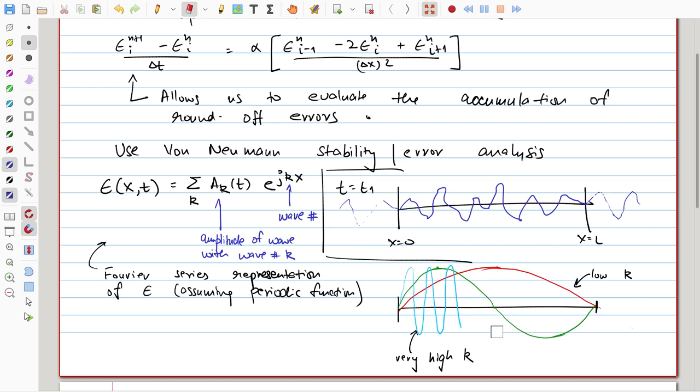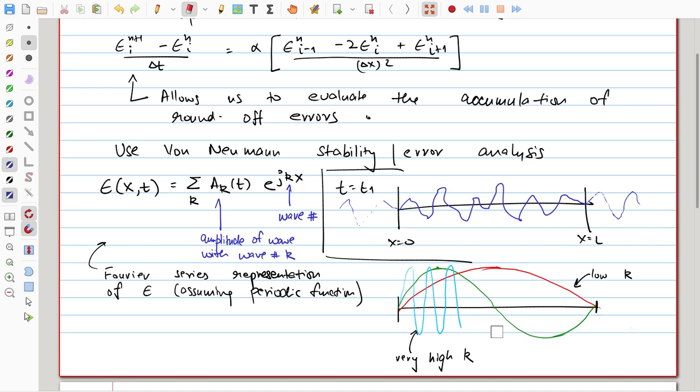Now this error, the figure that I drew above, is for a given time. As time changes, error will change, error everywhere will change. So my plot of error with x for a different time, let's say t2, will look different, right? So to write a function of x, we are getting contribution from all frequencies, from all wave numbers, but the amplitudes will change with time.